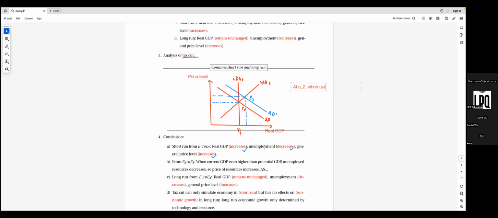that means when current GDP is higher than potential GDP, the producers are overusing resources.